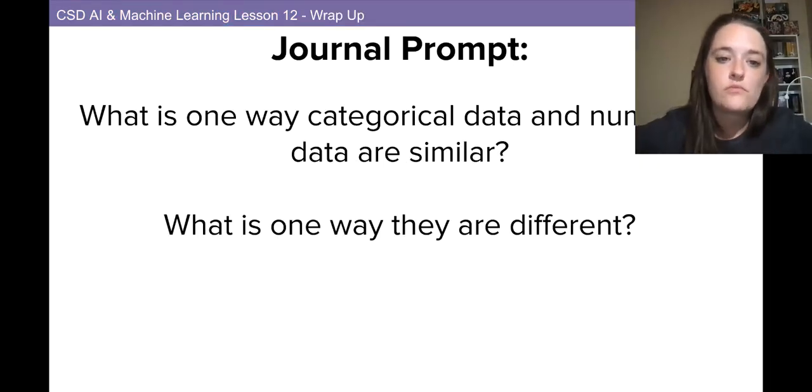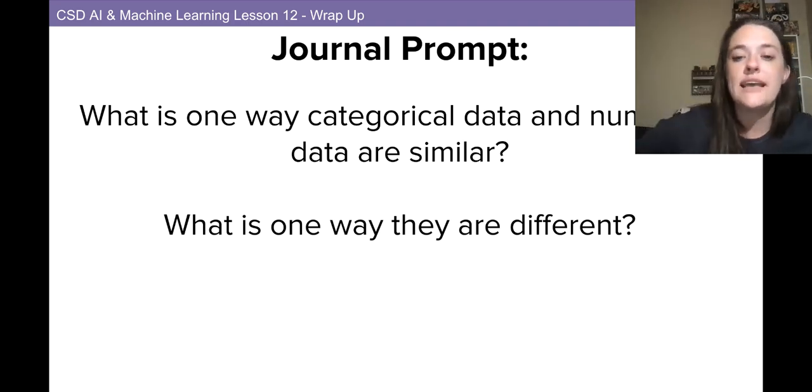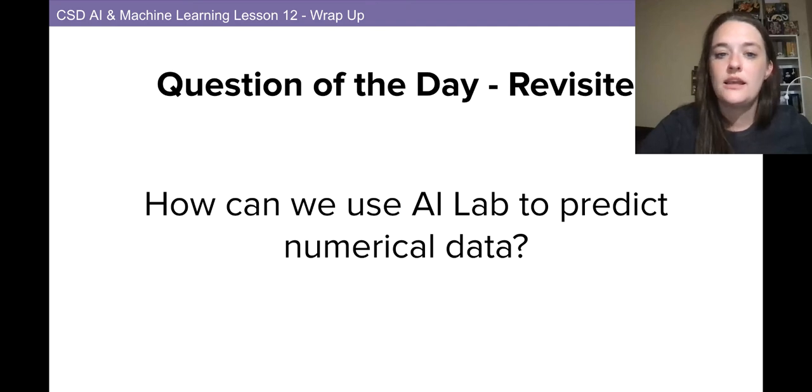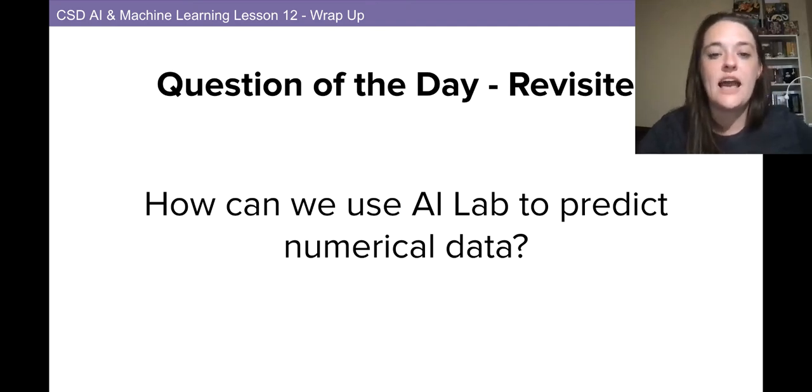So in your journal, what is one way categorical data and numerical data are similar? What is one way they are different? And then for your question of the day, how can we use AI Lab to predict numerical data? And that's it for this one.